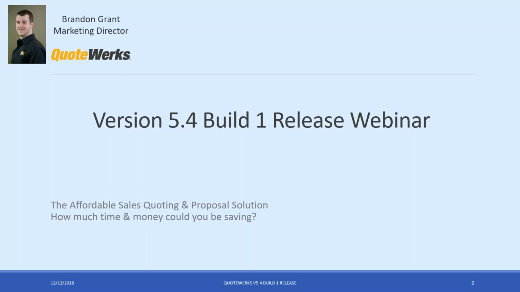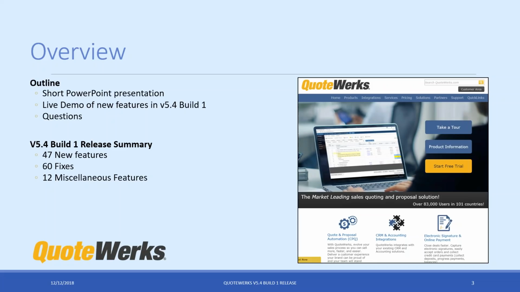And today we're going to be introducing some of the new features in QuoteWerks version 5.4 build 1. In this release, we had about 47 new features, 60 fixes, and 12 miscellaneous features, kind of smaller features. So we'll be covering the major ones today, going over those and how you can use those.